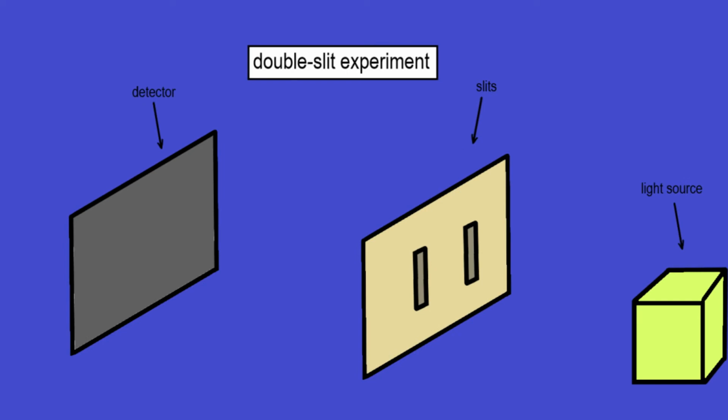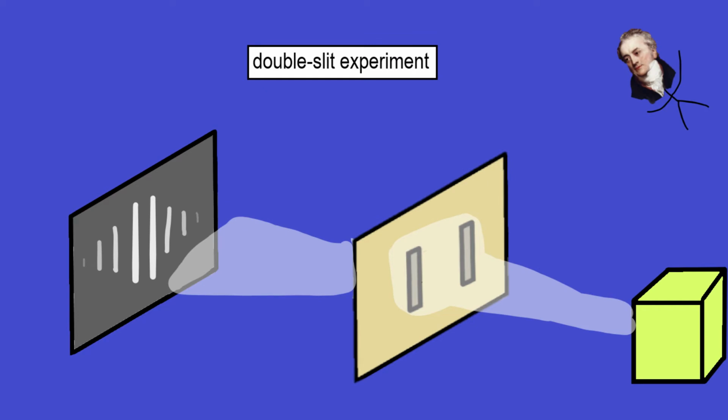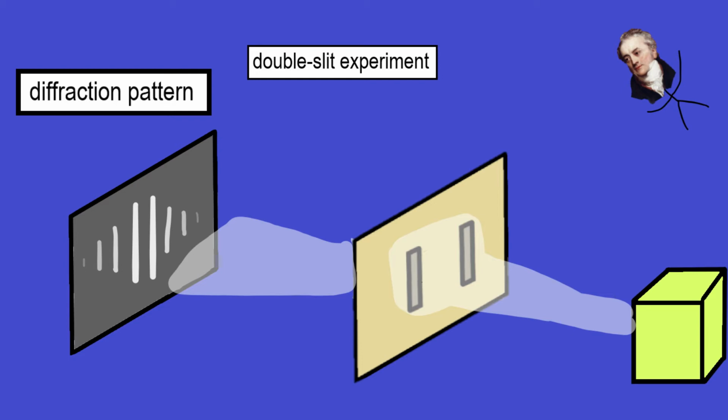If light was a beam of particles, you'd expect the pattern on the detector to look like this. But that is not what Young saw. He saw this. This pattern is called the diffraction pattern. Sound familiar? Indeed, light is a wave.